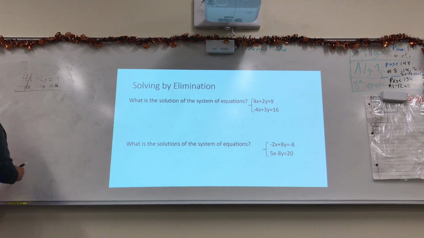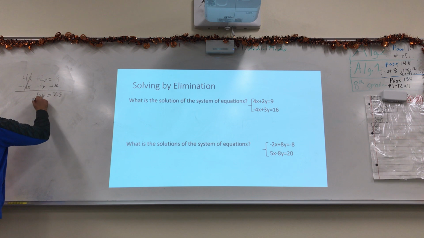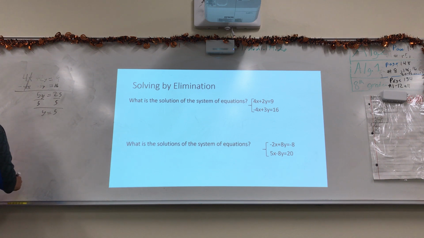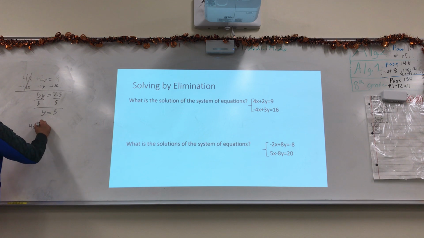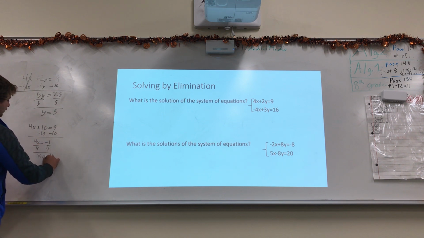That's going to be gone. This gets me 5. This gets me 25. Divide by 5, divide by 5, y equals 5. Now, you just sub that into one of these, so you get 4x plus 2 times 5 is 10 equals 9, minus 10, minus 10. You end up with 4x equals negative 1. Divide by 4, divide by 4, x equals negative 1/4.